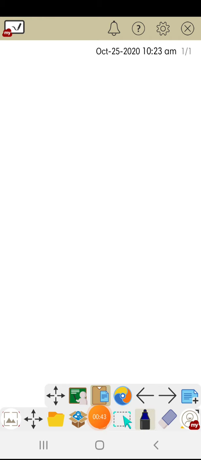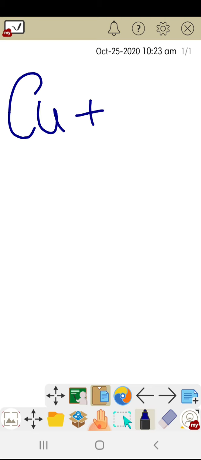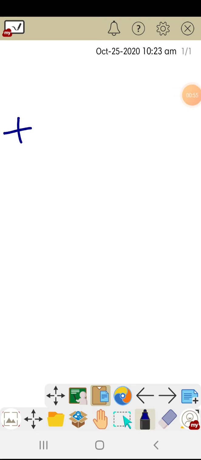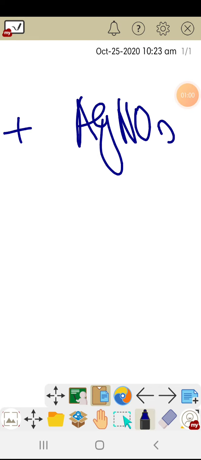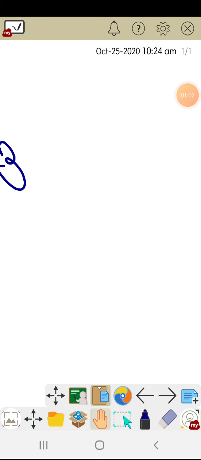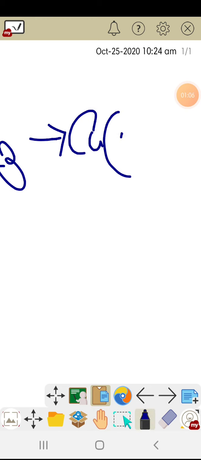Let us take examples. Today we will be practicing examples. But when examples are given, you need to be very careful and check what the examples are. See, it is given Cu plus AgNO3 arrow Cu(NO3)2.